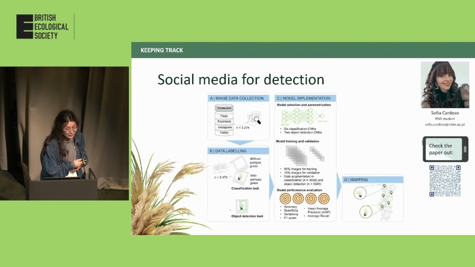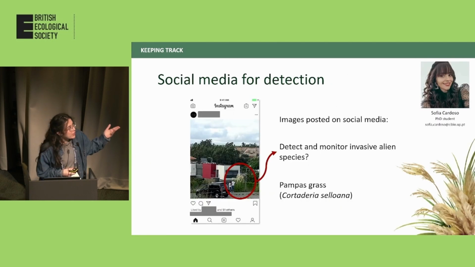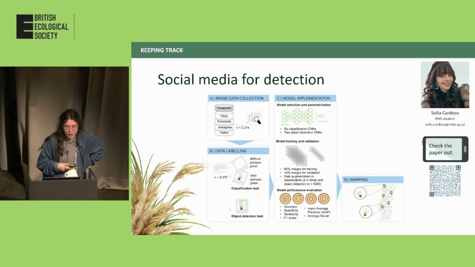So another PhD student, Sofia Cardoso, is studying the potential of social media data as biodiversity observations. And in this case, for invasive species, she used the pampas grass, which has these iconic plumes and is also an increasing species in Portugal. And so she applied deep learning models. She first collected images from citizen science, then she labeled the images, implemented the models, they had good accuracy, and then she used them on social media images and mapped those occurrences.